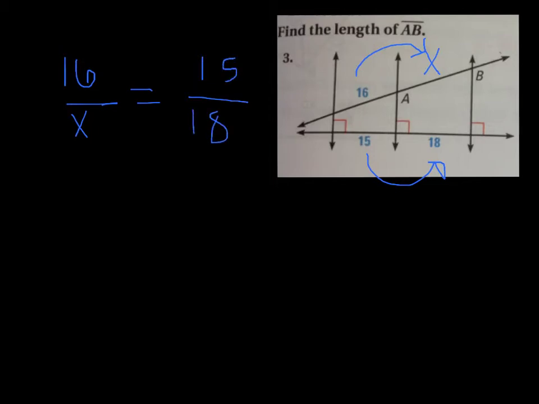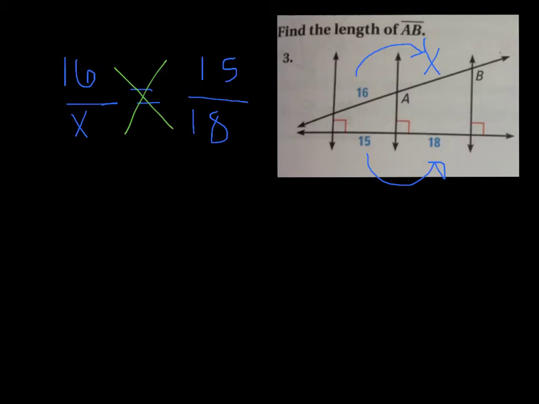So I'm going to label it as X. Again, when we're going to set up our proportion, we're going to work on one line or one side at a time. So I'm going to look at my 16 and my x. I'm going to choose the 16 first. So if I say 16 over x, then when I'm setting up the other side, I'm going to make sure I'm consistent, and I'm going to do 15 over 18.